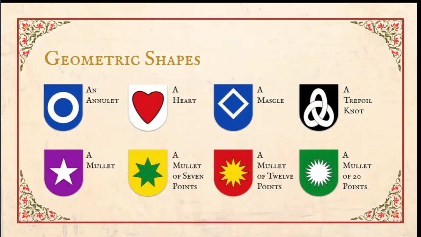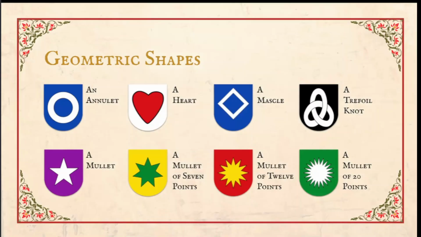Tons of geometric shapes. Practically every geometric shape you could want is out there. So rings are called annulets. You've got a heart. If you want to have an anatomical heart, you can absolutely put an anatomical heart on your arms. The mascle or the diamond shape, trefoil knots. The heraldic term for a star is called a mullet. Heraldry in the front, party in the back. And a 5-pointed star is simply the mullet.